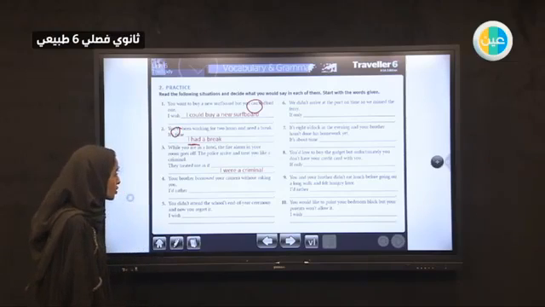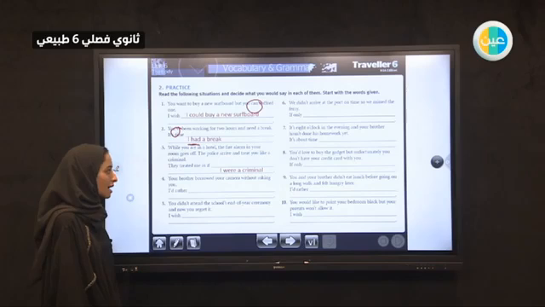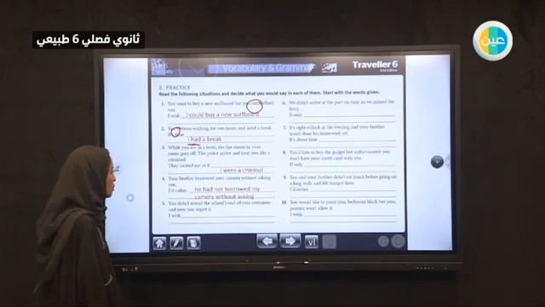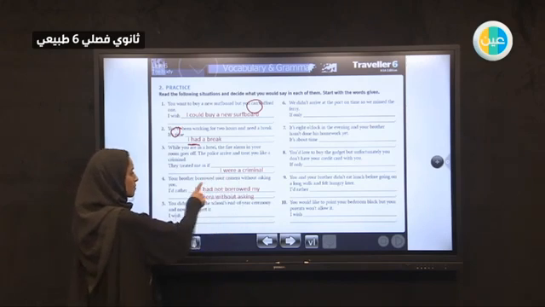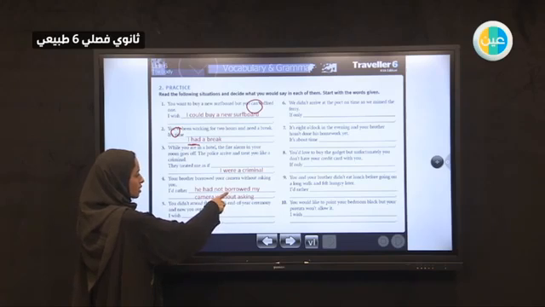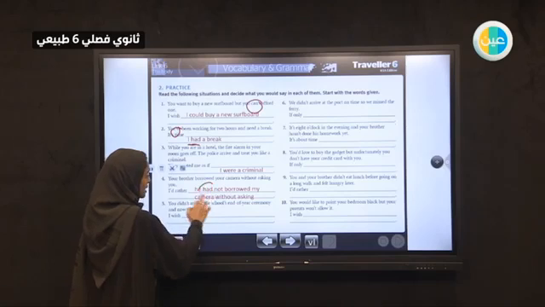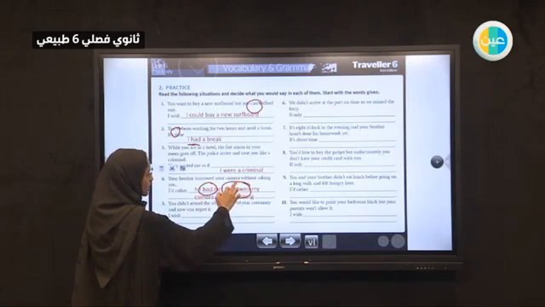Your brother borrowed your camera, past, without taking your permission. I'd rather he hadn't borrowed my camera. So here, borrowed, past, and here we have past perfect. Past perfect consists of had plus verb number 3 instead of borrowed.